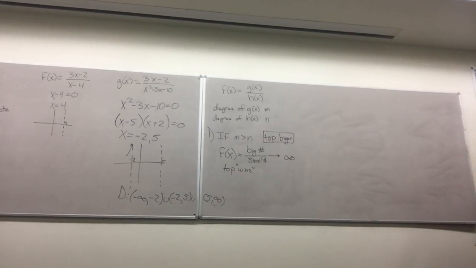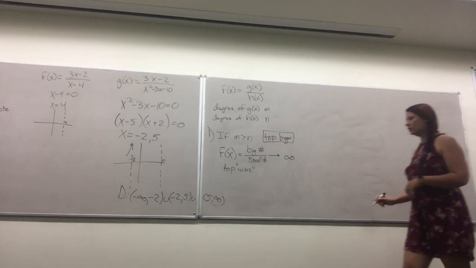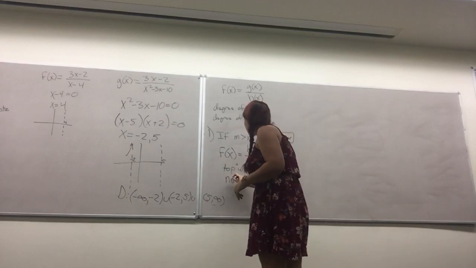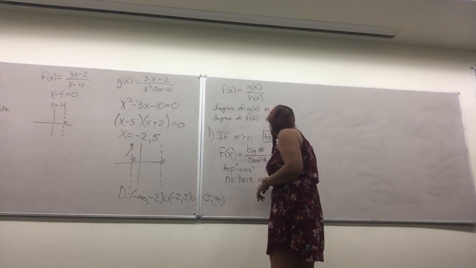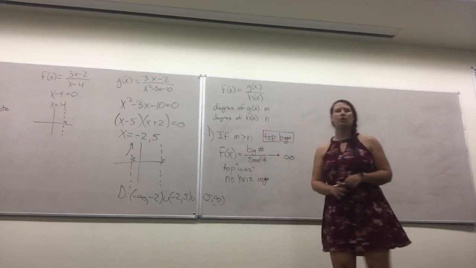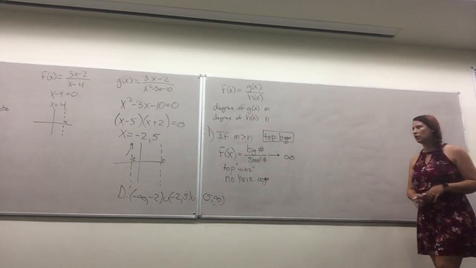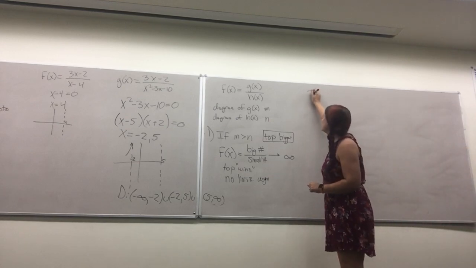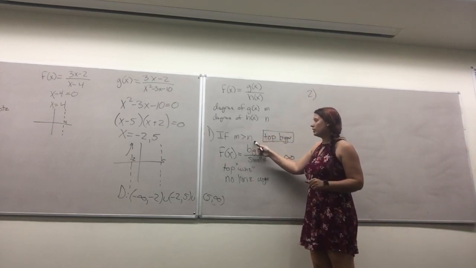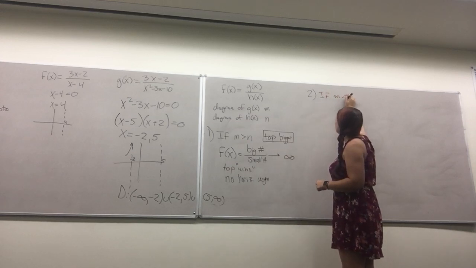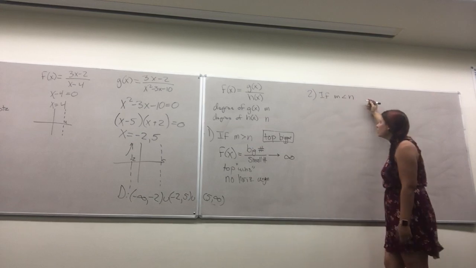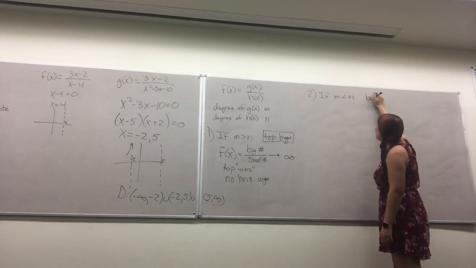When that happens, there is no horizontal asymptote, okay? So, no horizontal asymptote. Let's look at the other 2 options, because we said that m was bigger than n. So let's do if m is less than n, or in this case, that means the bottom degree is bigger.